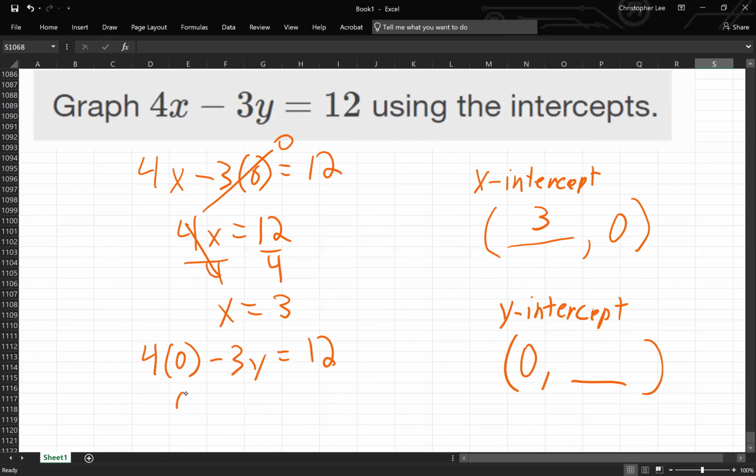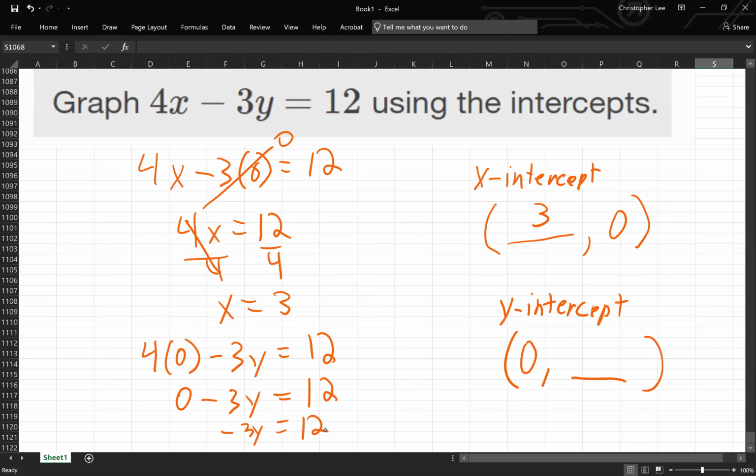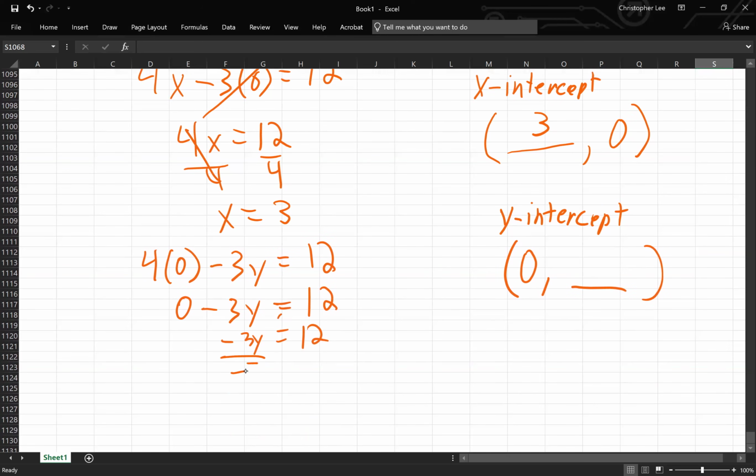This is 0, very good. So minus 3y equals 12. Now we're just going to divide by -3 to get y by itself. So y equals -4. And that's it. Questions on this?